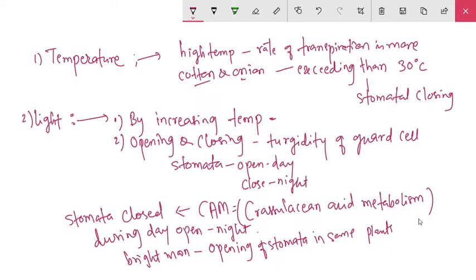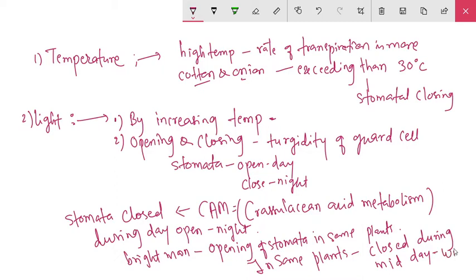So in some plants, the stomata may open during the midday. Okay, sorry, in some plants the stomata may close during the midday, if the plants are wilted.